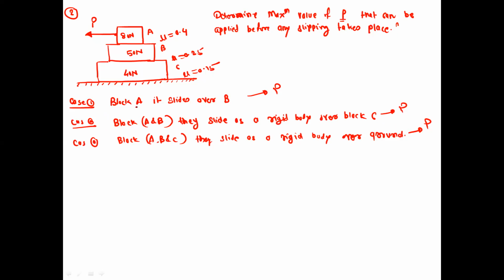First case is block A can only slide over the B, and the remaining B and C will be stationary. In the second case, A and B as a single unit or rigid body will slide over the block C. So block C will be stationary and A and B will be moving. And in case 3, blocks A, B, and C will slide as one unit or rigid body over the horizontal surface. Okay. So consider the first case.